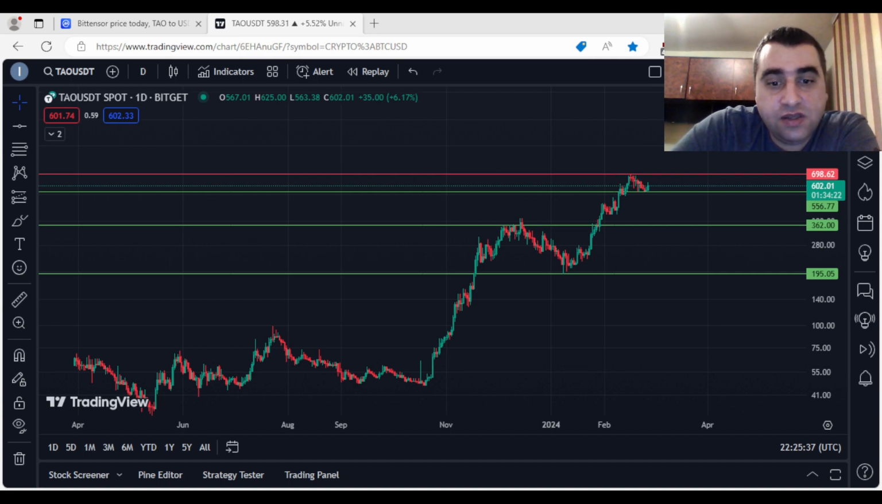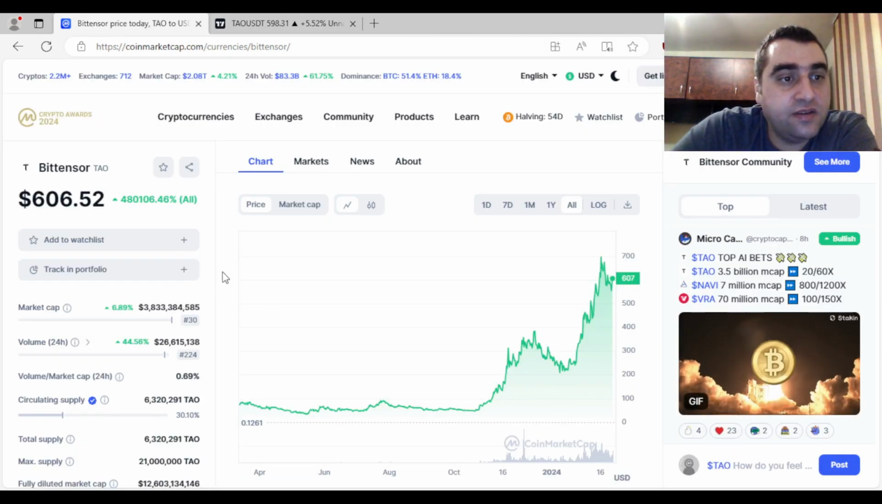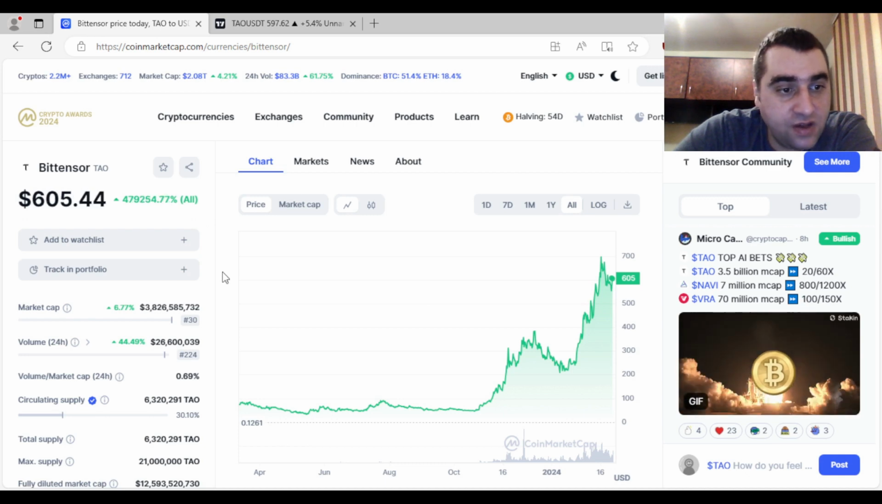Okay, enough of this. Let's talk a little about this token. Today, 27 February 2024, the token is valued at about 605.65 US dollars. Also, it has a market cap of over 3.82 billion US dollars and a volume in the last 24 hours of over 26.6 million dollars.